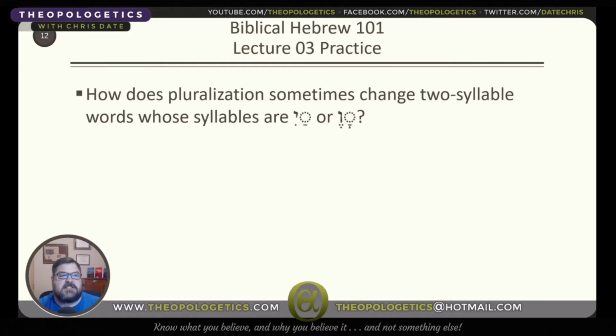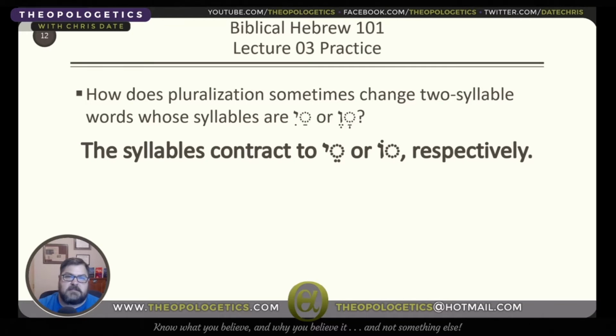How does pluralization sometimes change two-syllable words whose syllables are aye or ave? So an example of the first is the word zayit, meaning olive, and an example of the second is mavet, meaning death. What happens often, or sometimes at least, to two-syllable words when those are the syllables? The answer is the syllables contract to A or O, respectively.